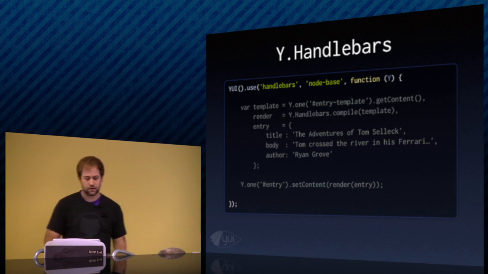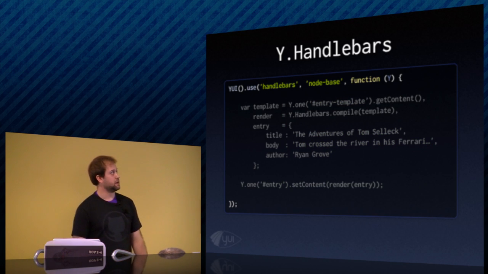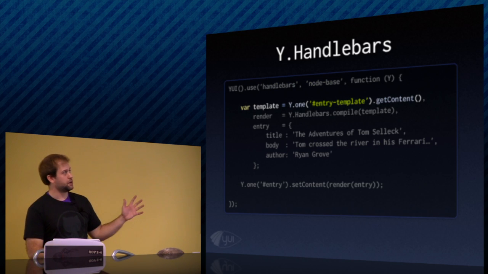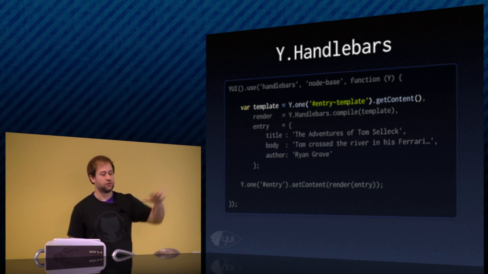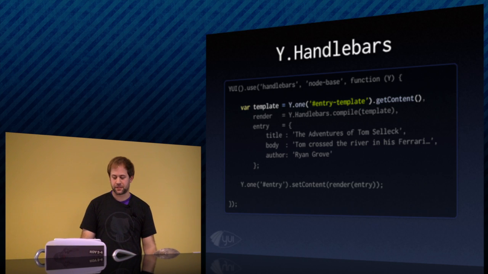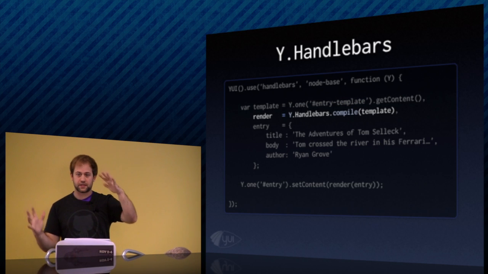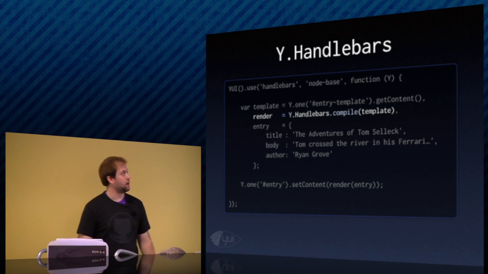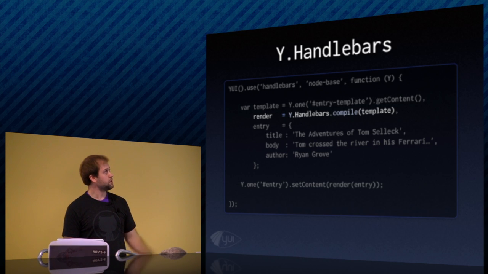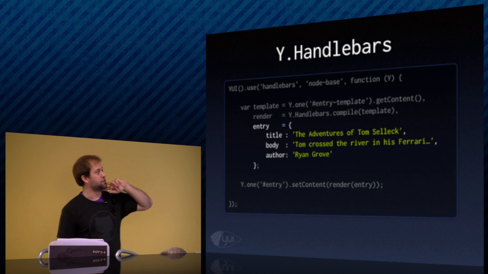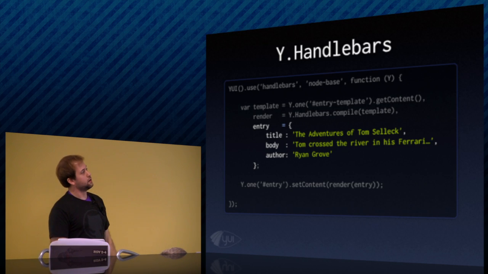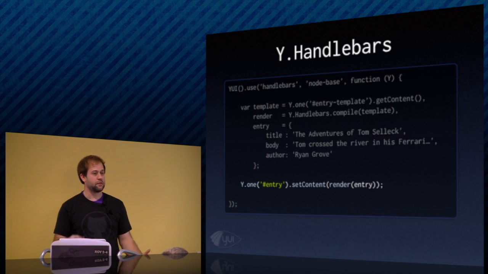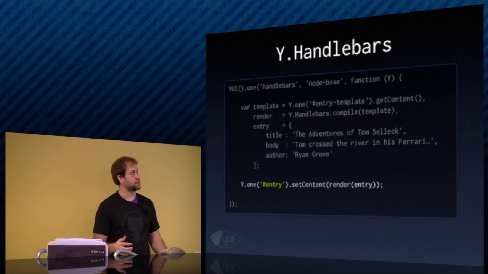So this way you can use Handlebars. In this case, we're using Handlebars in Node-based. The template on the previous slide, we can reference by ID and get its content, which will just give us a string back. Then Handlebars has the ability to compile a string template into a function, which you can pass data into, and it will render the placeholders, or put the data in the placeholders. So we're creating this render function here, and then we have this entry, which we can then go ahead and render into some container.